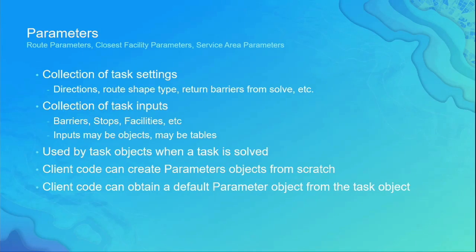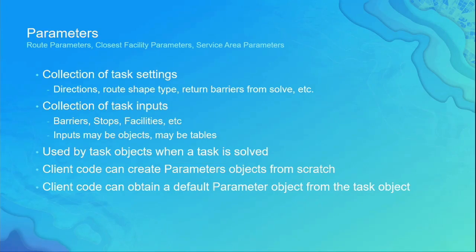Parameters are also collections of task inputs. So this is where your stops are put, where your facilities, incidents, service area facilities, point, line, and polygon barriers, that's where they're put. These inputs can either be objects, that's perfectly fine. You can create programmatically a stop object, give it a geometry, put its attributes on it. Or you can say, I want to load my stops from some table over here. So within the runtime framework, you can say, this is my ArcGIS feature table, and it could either be local or remote. I want to pull my stops in from it.